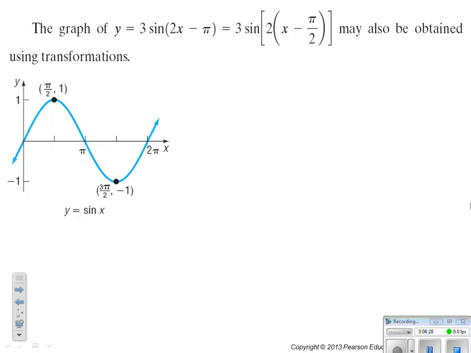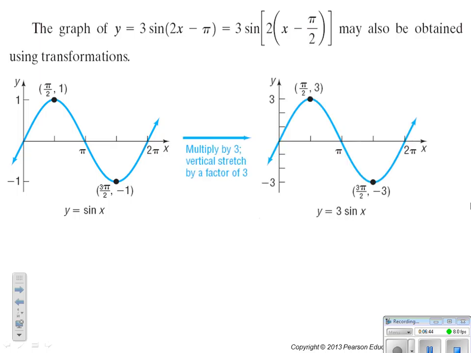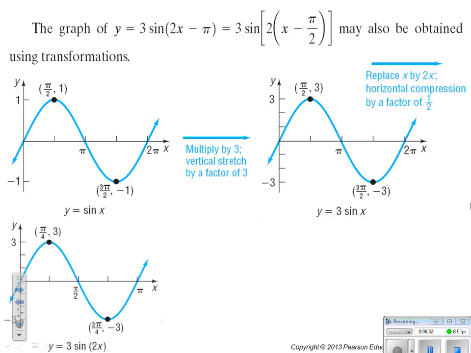So if we have y equals 3 sine of 2x minus pi, we can manipulate the equation so that it equals 3 sine of 2 parentheses x minus pi over 2. So the amplitude is still 3, and it gives us a vertical stretch of 3. What they did is they made it look like a stretch or compress.